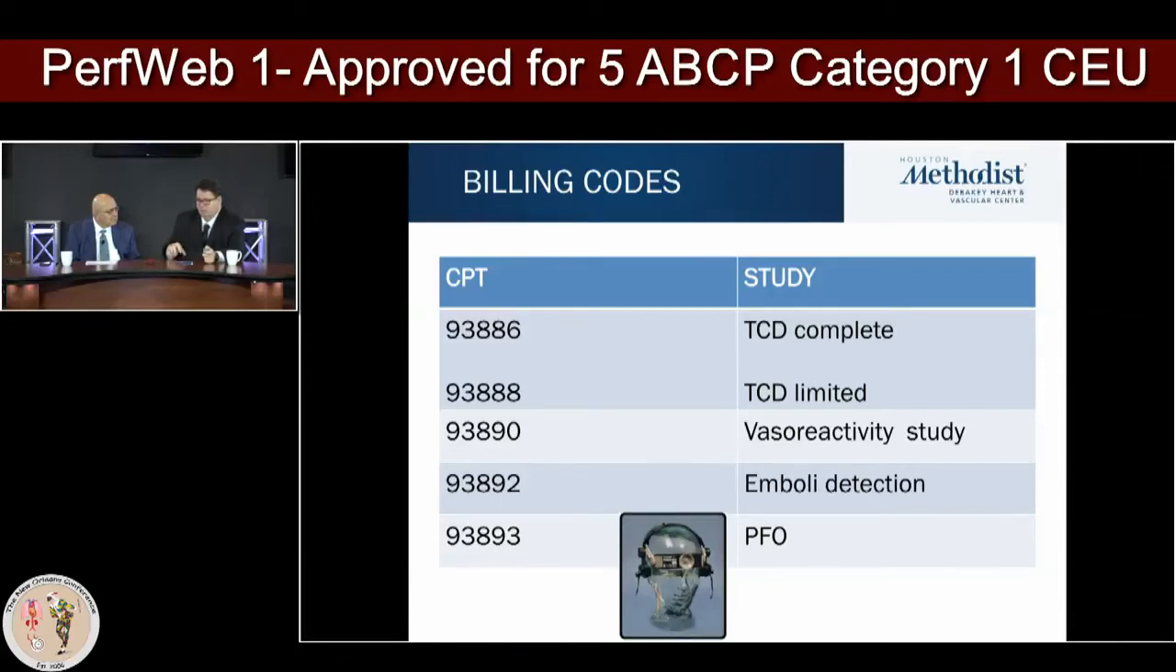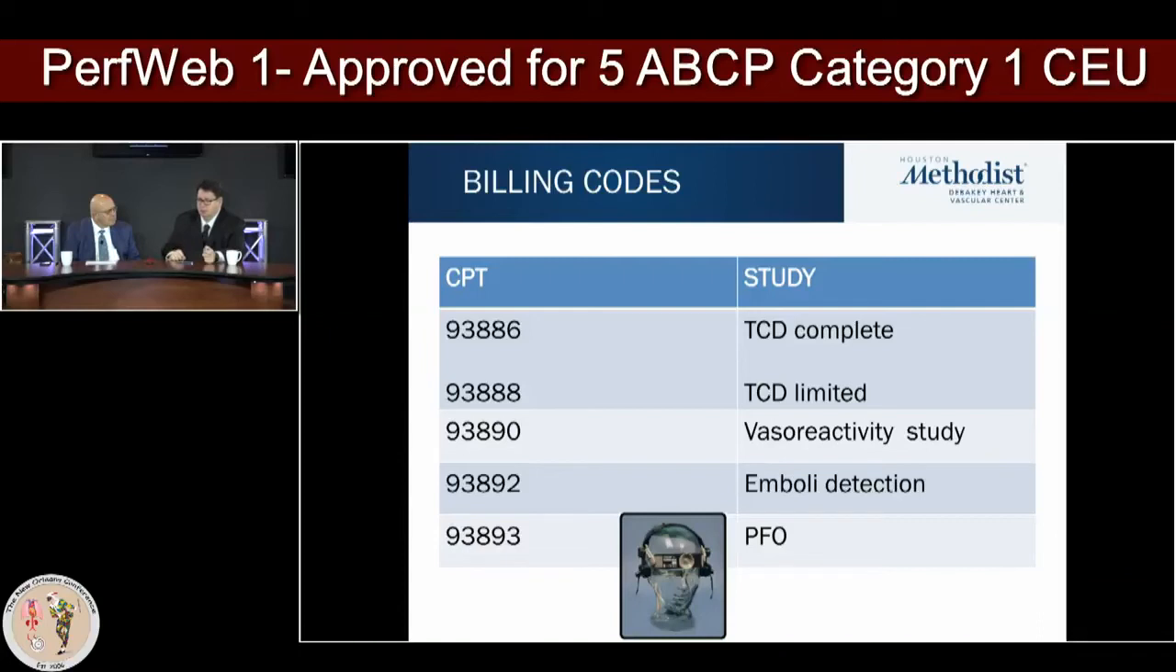I can tell you that the TCD reimbursement is still better than a carotid, for example, probably because it's not as well utilized and also not available everywhere. So I think they are rewarding those people who are doing TCDs. And these are the billing codes for the regular diagnostic, the 86.